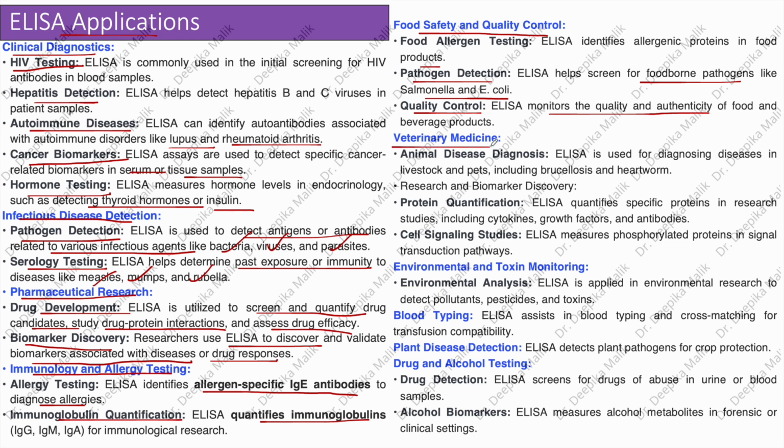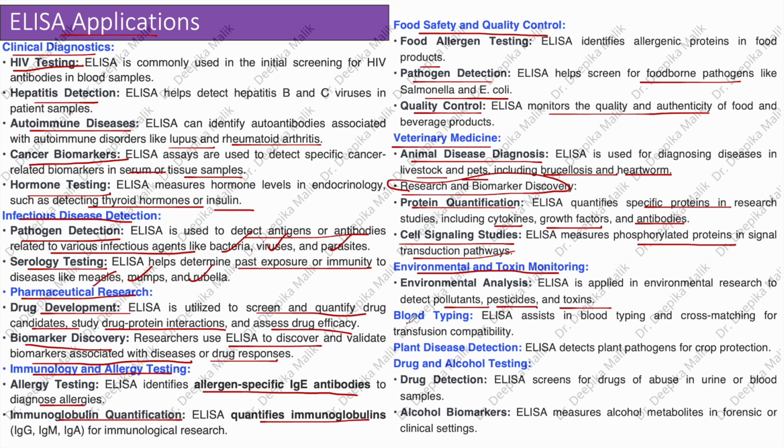Veterinary medicine. Animal disease diagnosis: ELISA is used for diagnosing diseases in livestock and pets, including brucellosis and heartworm. Research and biomarker discovery. For protein quantification, ELISA quantifies specific proteins in research studies, including cytokines, growth factors, and antibodies. Cell signaling studies: ELISA measures phosphorylated proteins in signal transduction pathways. Environmental and toxin monitoring. ELISA is applied in environmental research to detect pollutants, pesticides, and toxins.